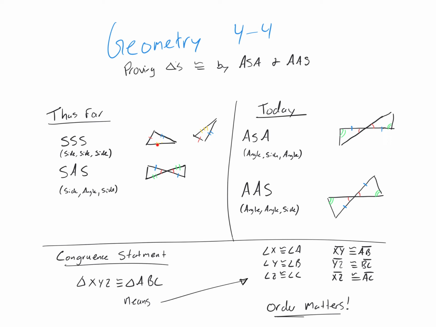With side, side, side, all three sides correspond to all three sides of a different triangle. With side, angle, side, we have two sides and the angle between them. That's why it's side, angle, side.